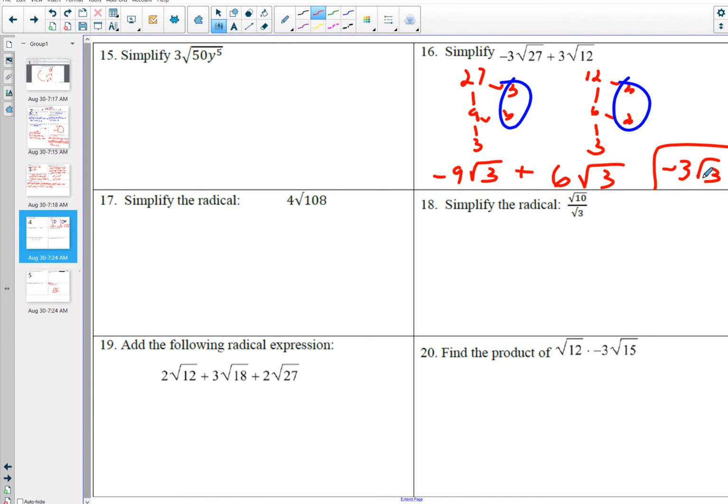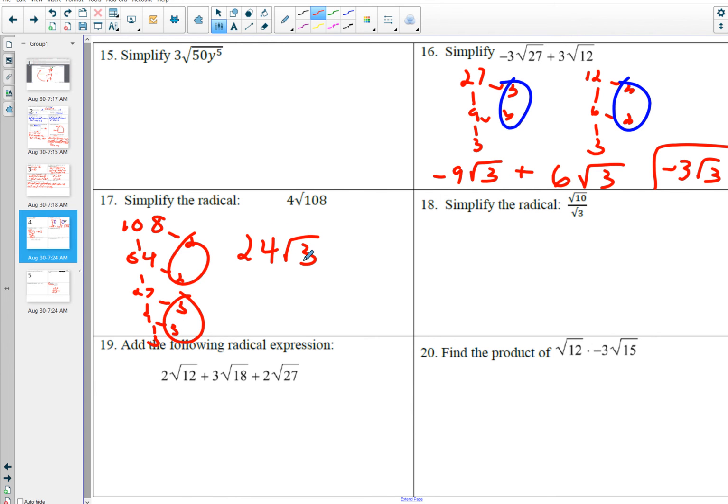For 17, all I have to do is a tree with 108. So 2 times 54, 2 times 27, and then 3 more 3s. So I can bring out a 2 and a 3 to join the 4. What's 4 times 2 times 3? 4 times 2 times 3 is 24. Keep the square root of 3.